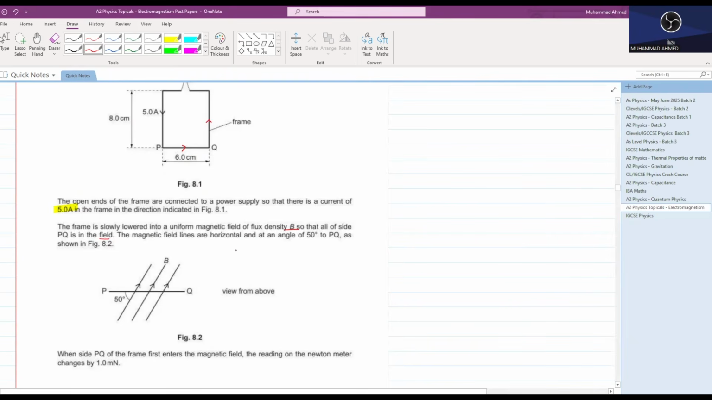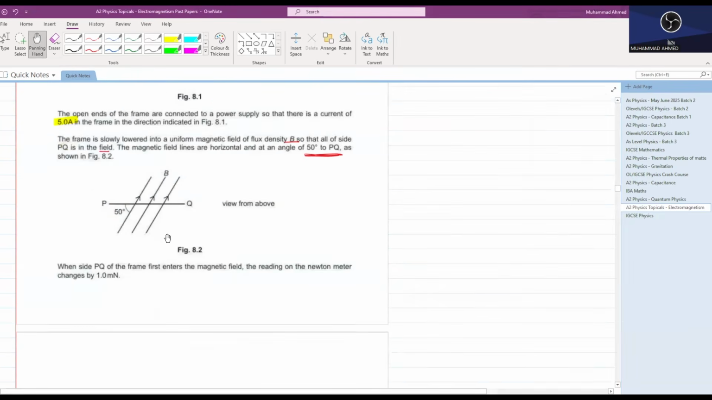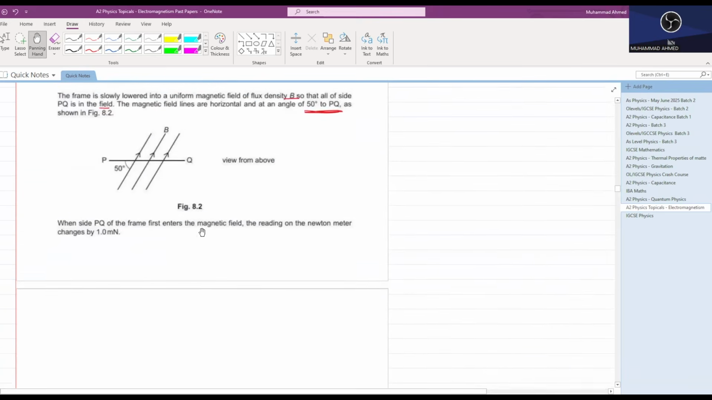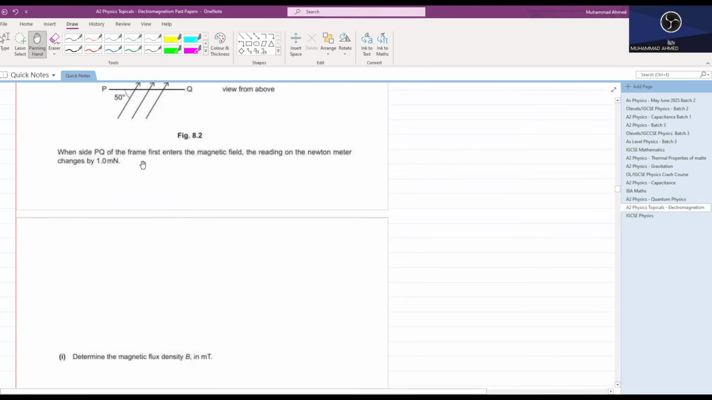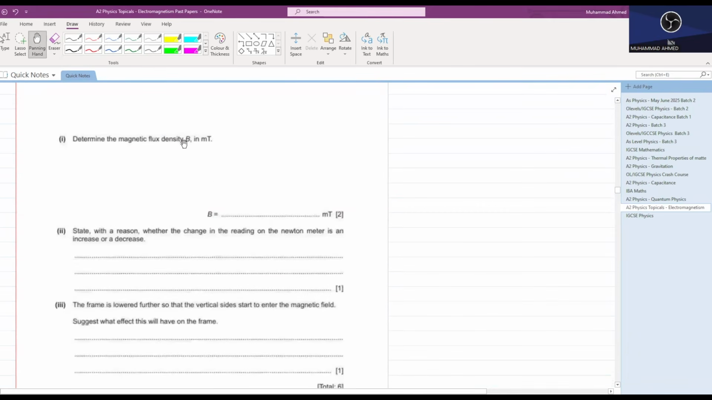The magnetic field lines are horizontal and at an angle of 50 degrees to the PQ, as shown in figure 8.2. So these are your magnetic field lines. This is your wire PQ. When side PQ of the wire frame enters the magnetic field, the reading on the Newton meter changes by 1 millinewton. Determine the magnetic flux density B in millitesla.